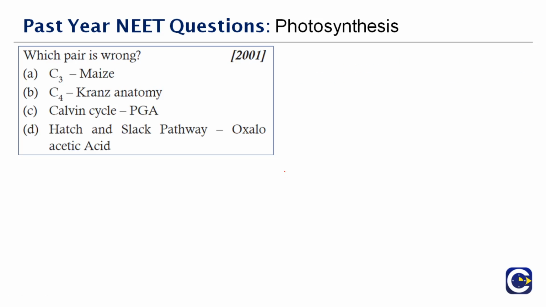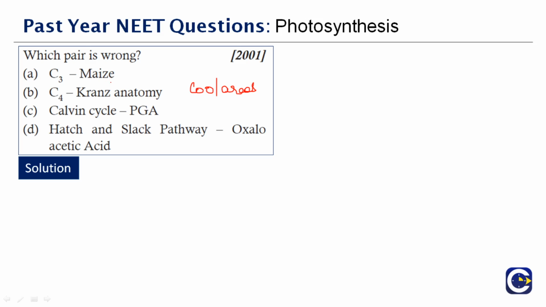Okay, next question here. Which pair is wrong? You're given 4 pairs here, right? C3 maize, C4 Kranz anatomy, Calvin cycle PGA, Hatch and Slack pathway oxaloacetic acid. Out of the 4 options, option A is wrong, because maize, see, we all know the characteristic of a C3 plant. What is it? It will grow only in cool areas or temperate areas. Maize requires good temperature. It doesn't grow in cool areas.